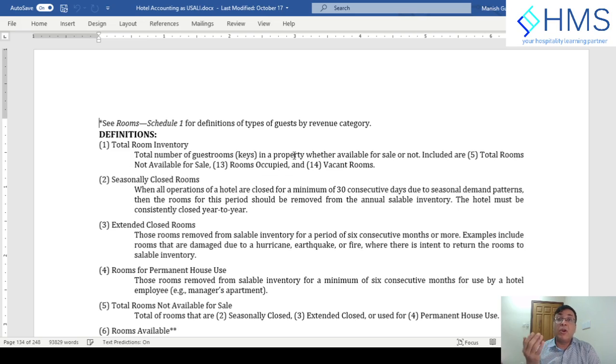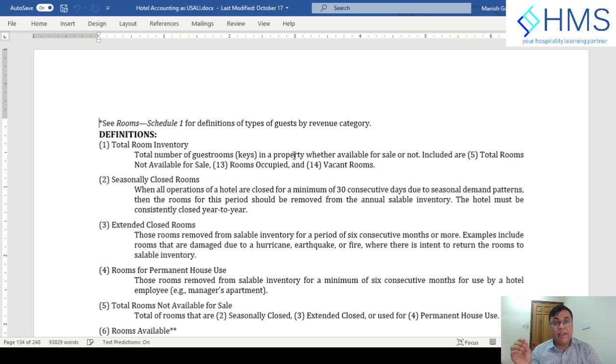Now, what is not available for sale? The rooms may not be available for sale when they are seasonally closed, or extended closed rooms, or they are for permanent house use. So there are three types. There are three reasons that are usually accepted for not including a particular guest room in the available room inventory.